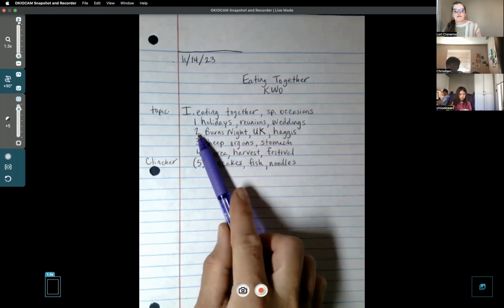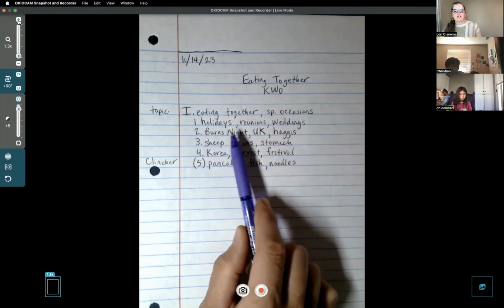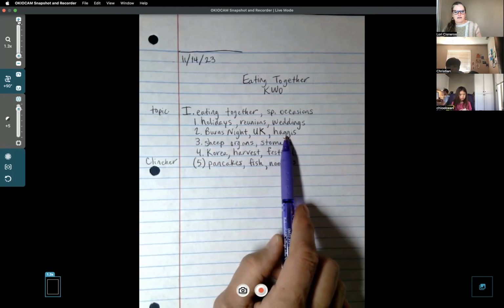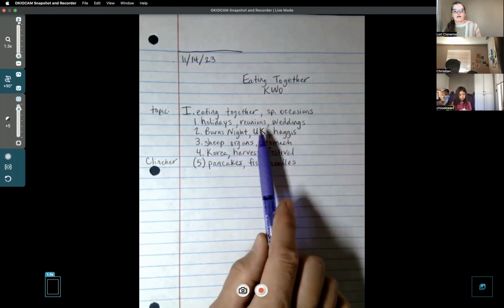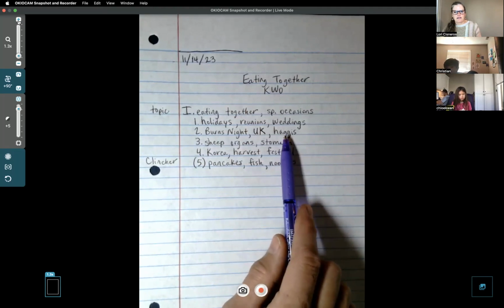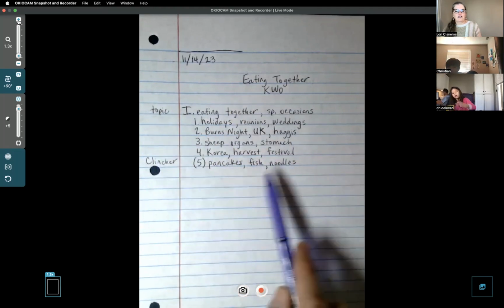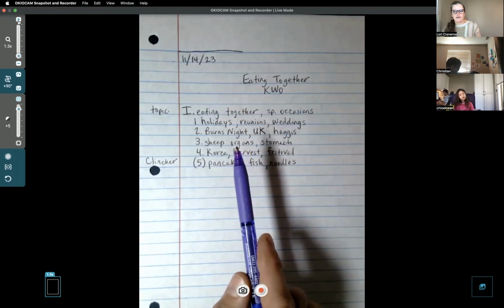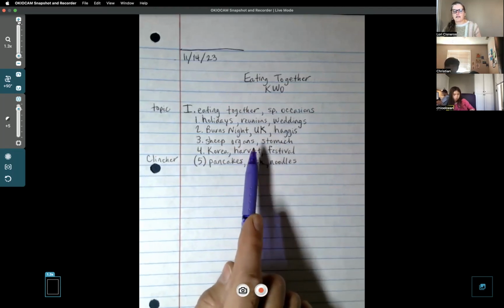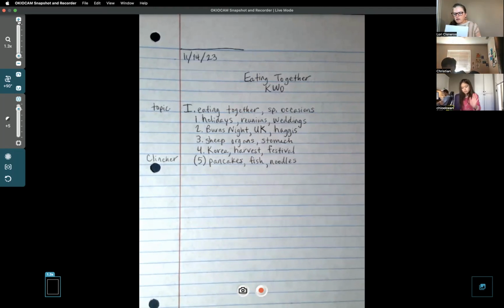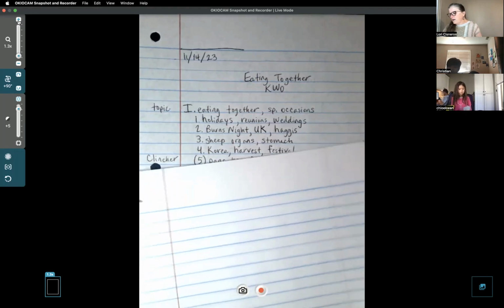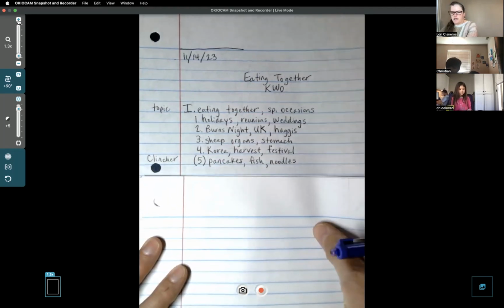Then you move down to this one. Burns, night, UK, haggis. You use those words in a sentence. So by the time you finish that paragraph, you will have 6 sentences total, right? That's how you use this. I don't know what happened when you did your writing, but it didn't follow this outline here.